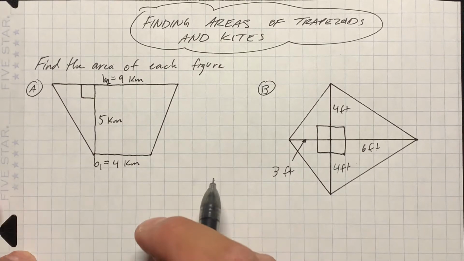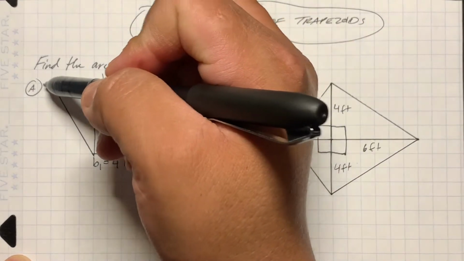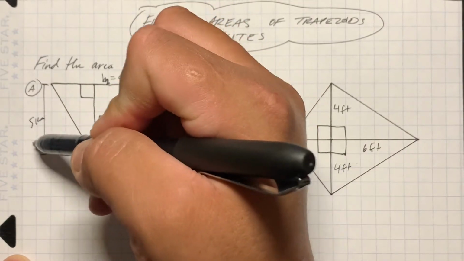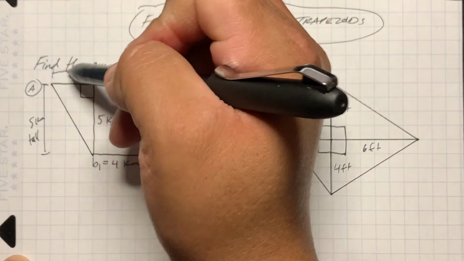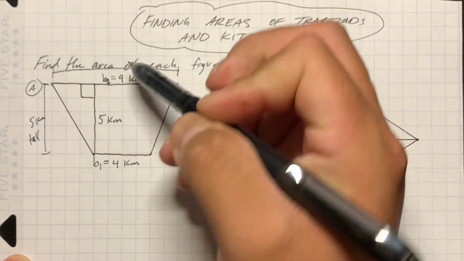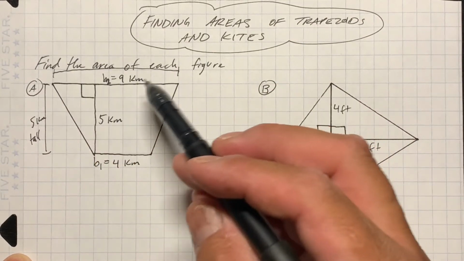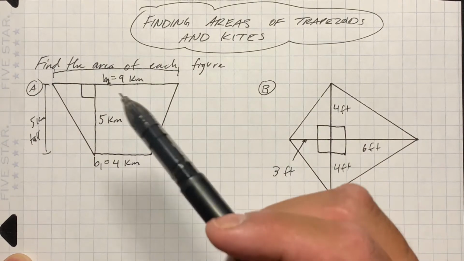Now what we want to do is decompose this trapezoid into a triangle and also a rectangle. We want to find the sum of the areas of this figure. Just to recap, our height is 5 kilometers tall, and then you have 2 bases. Base 2 is 9 kilometers across, and base 1 is 4 kilometers across.